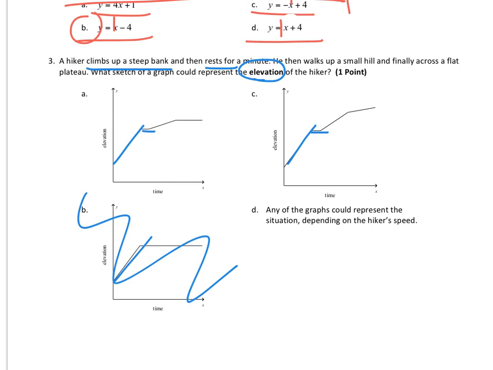He then walks up a small hill. Okay, well that could be either one of those because it's walking up a small hill. The elevation went up a little bit. And finally across a flat plateau. So if you think about a flat plateau, his elevation is going to stay the exact same. Answer A has to be correct because on answer C, he keeps going up a little bit. Whereas answer A, he finishes with that flat plateau.